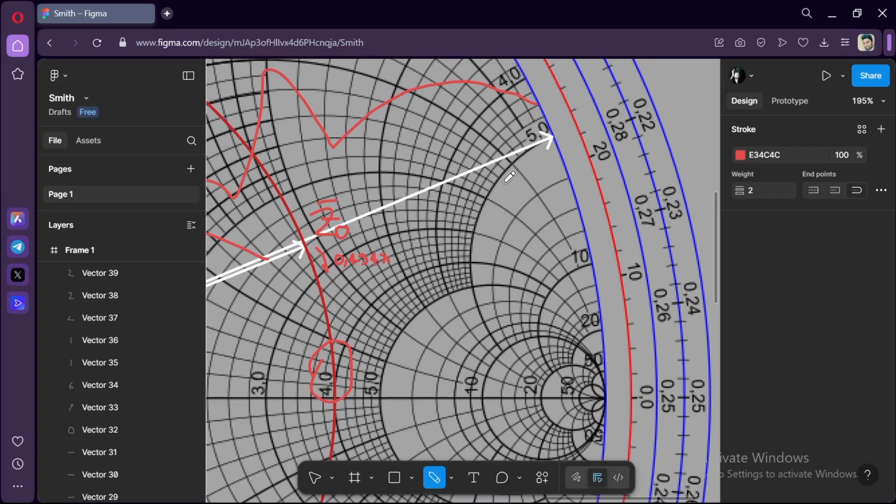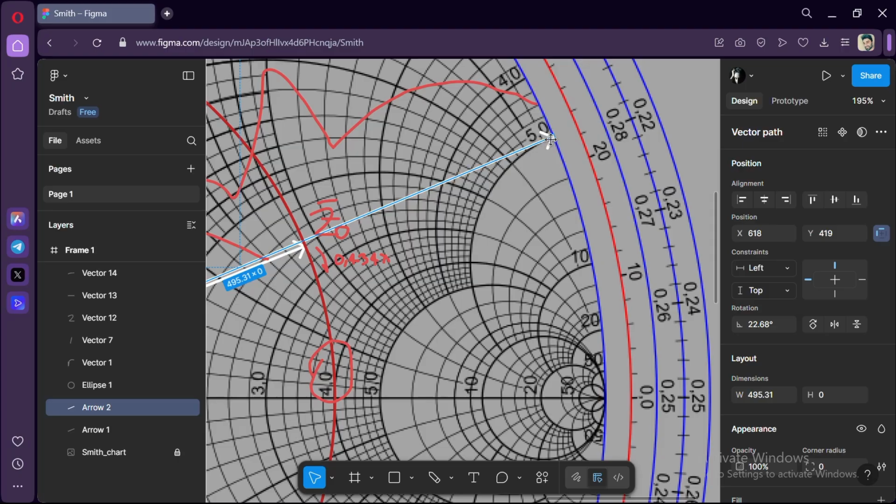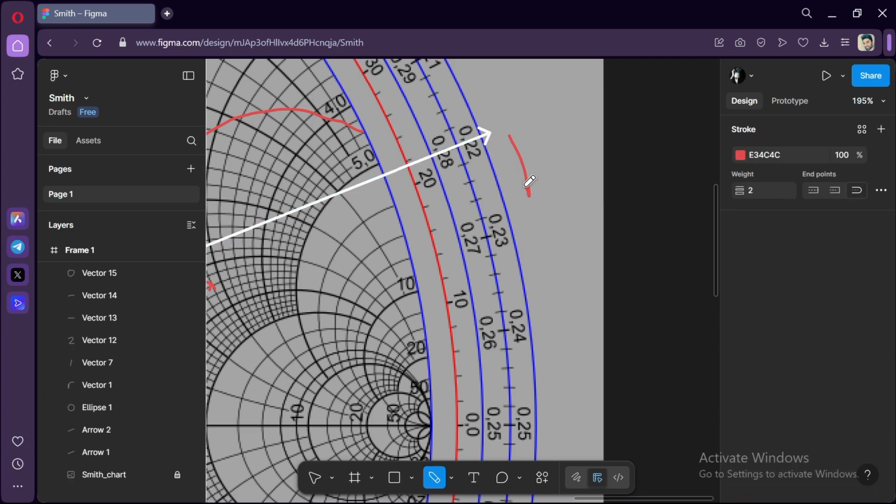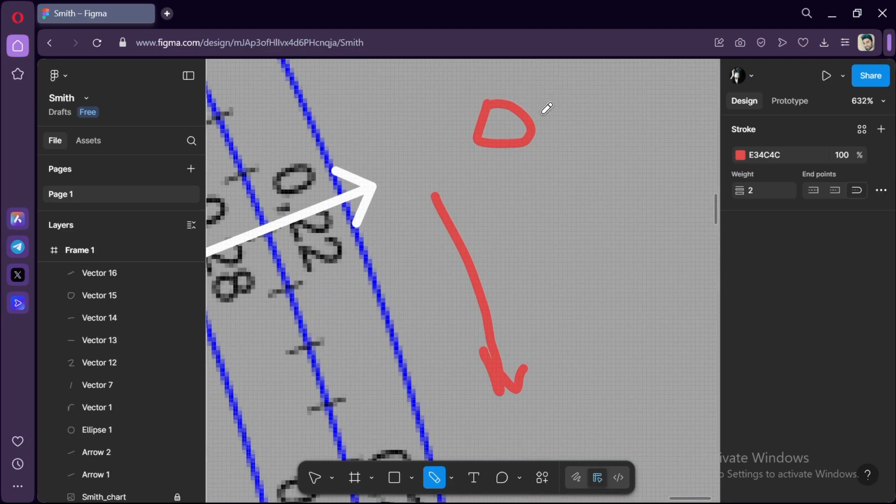Okay, let me take this. They need to intersect, they need to be on top of each other. Okay, that's fine. Now we need to travel in the clockwise direction, and we are here at 0.22.